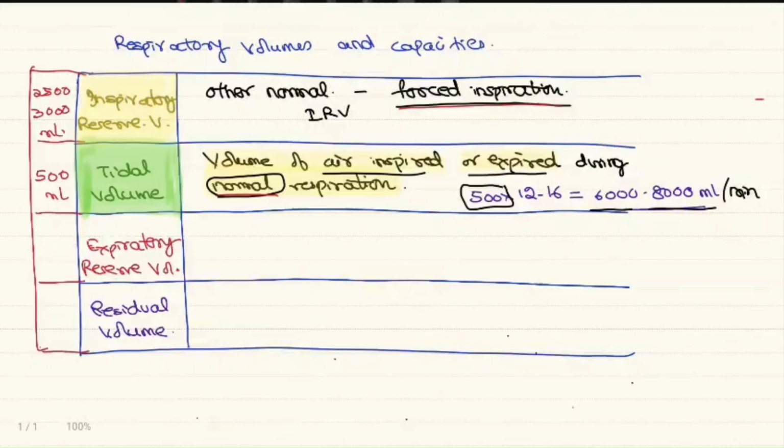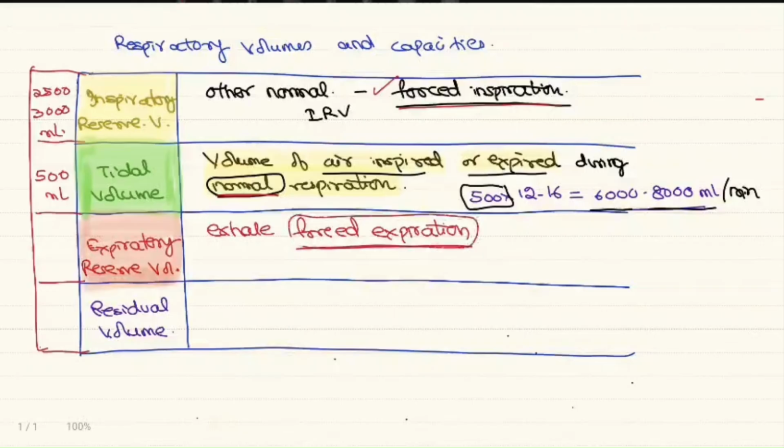So when I can inhale forcibly, I can also exhale forcibly. So the volume of the air which is exhaled during forced expiration is called as expiratory reserve volume. So other than normal respiration, what I am expiring forcibly is called as the ERV, that is the expiratory reserve volume. And this volume is nearly 1,000 to 1,100 ml for one time.